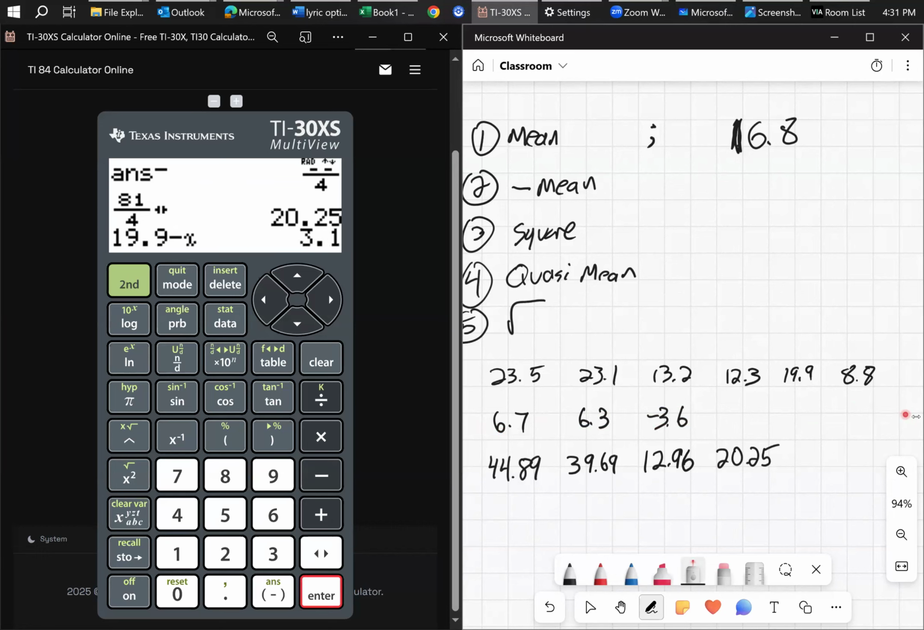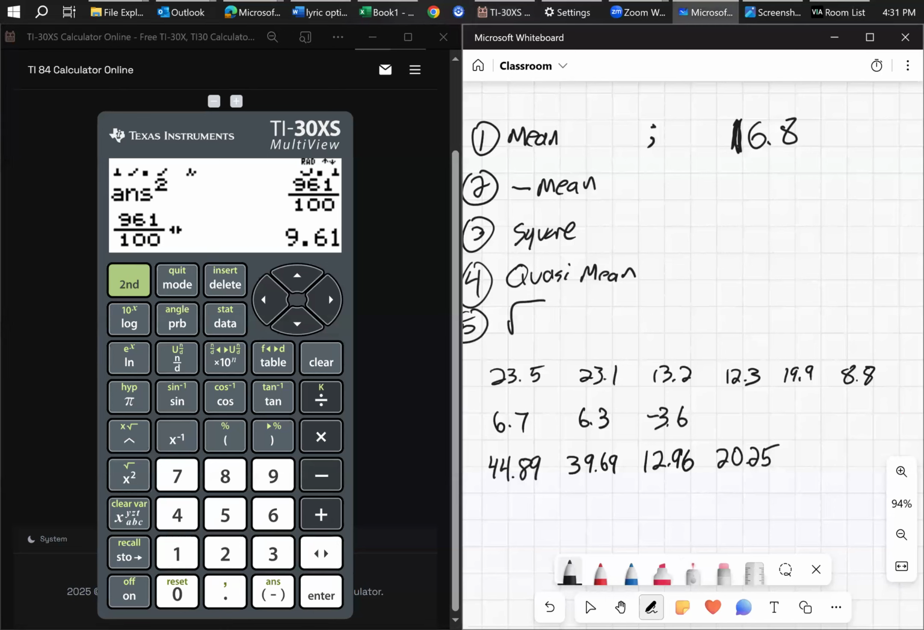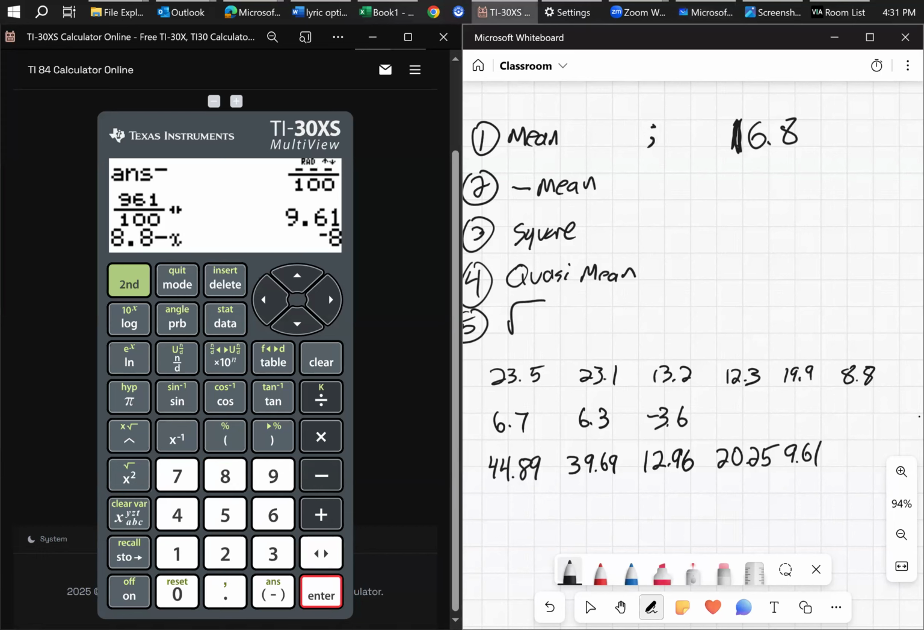Subtract, square, 9.61, and 8.8 minus X squared, 64. A whole number, that's unusual. Okay.